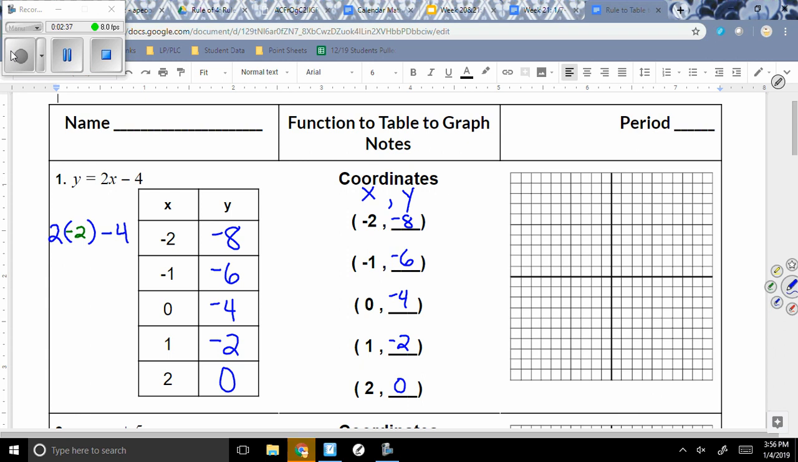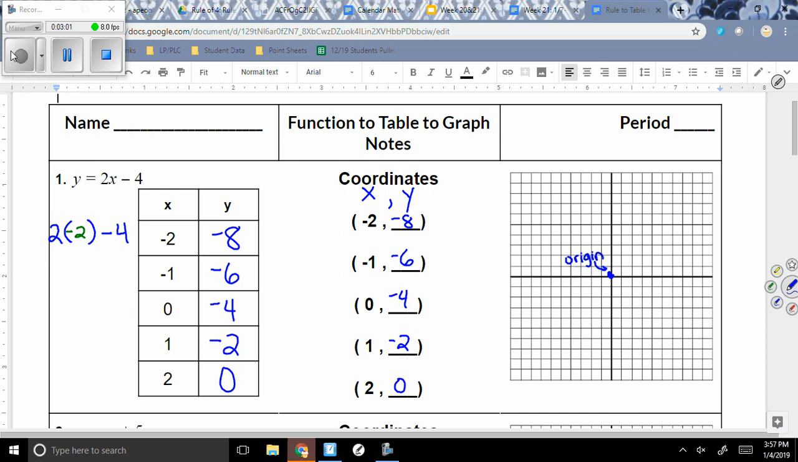So let's review some things about our coordinate plane. This grid right here is called our coordinate plane. That point at the very middle, I'm going to make a little dot and we're going to label it. That point in the middle is called the origin. You can see that the word origin kind of looks like original. So that's our original point. That's where we always start.